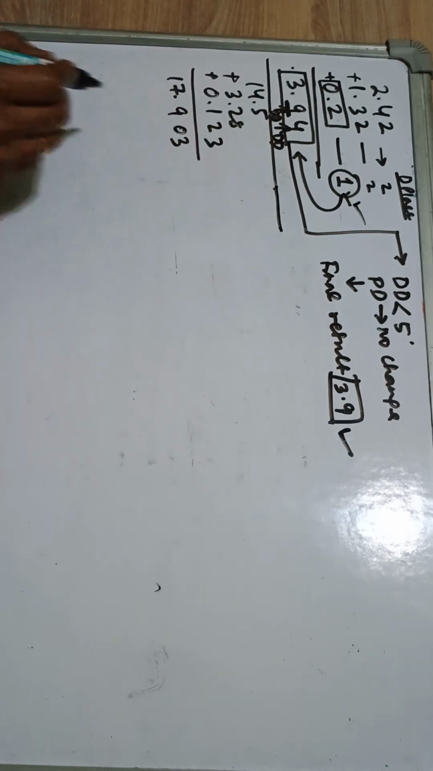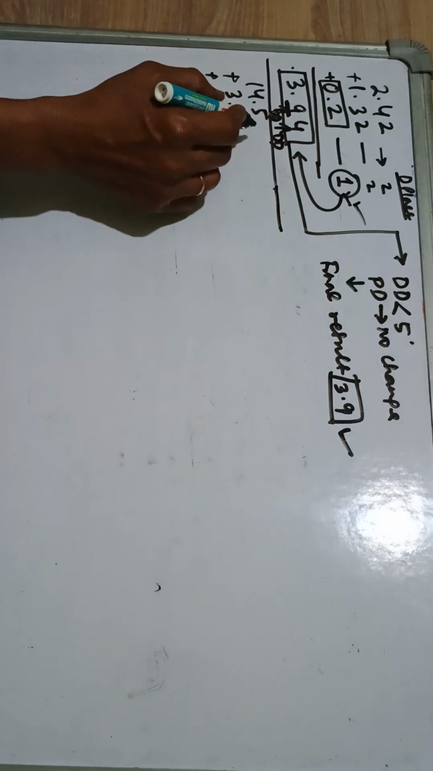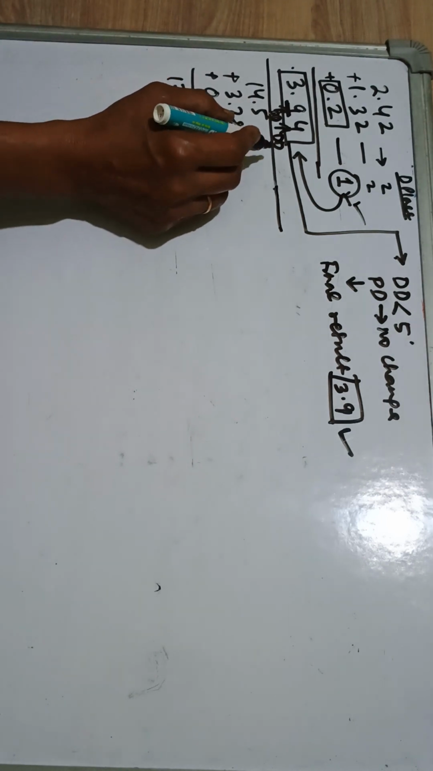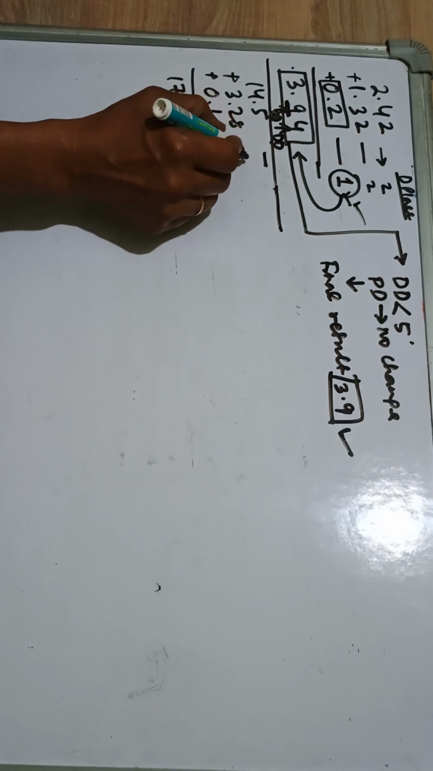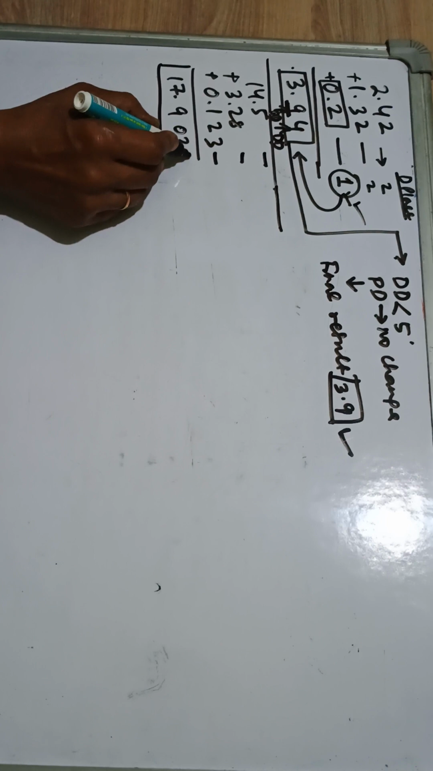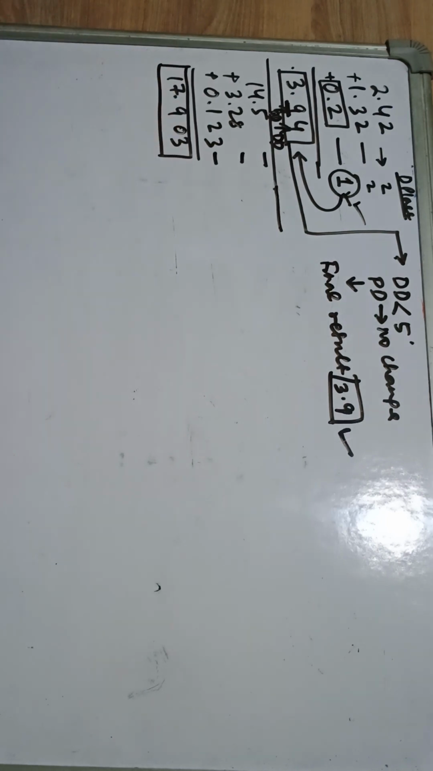Suppose we have another example. We have three numbers. The first step says we have to do normal arithmetic, normal algebraic addition. We have done it, found it.